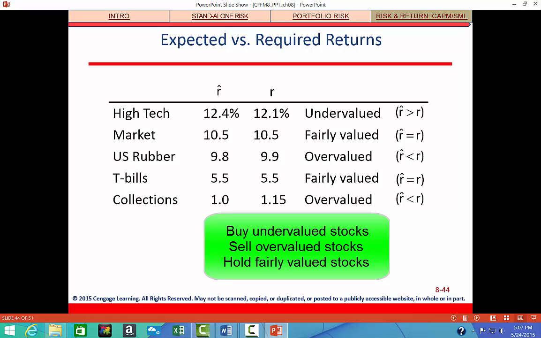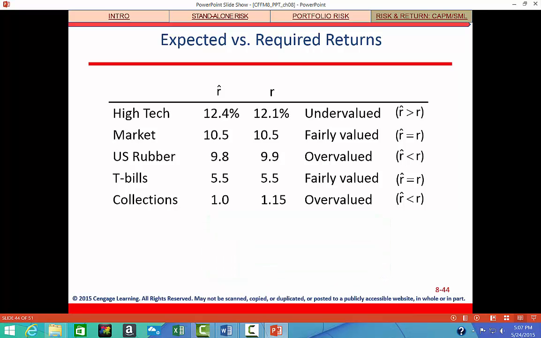Here it's kind of a close call, but the expected rate of return for U.S. Rubber Company is less than the required return of 9.9. And so in that case, when expected return is less than required return, the stock is overvalued. And you always want to avoid or sell or short sell overvalued stocks. And then we also see for collections, the expected return is less than what's required, so it's also overvalued, and you would want to avoid it. That's just so you don't experience losses as the market eventually works its way to the true price for the stock with the buy and sell pressure.